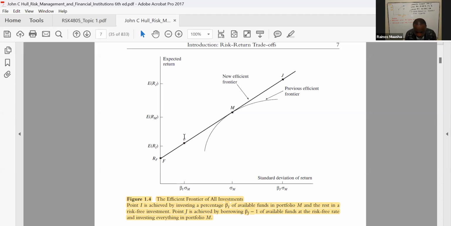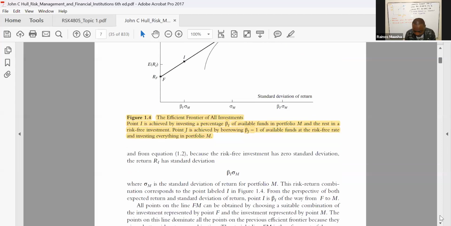So at this point where you have Bj minus 1, if you're going to be borrowing at the risk-free rate, you're going to be taking the available funds and investing them in the M portfolio, which means you're able to generate a return along this particular line here. So this becomes your new efficient frontier.